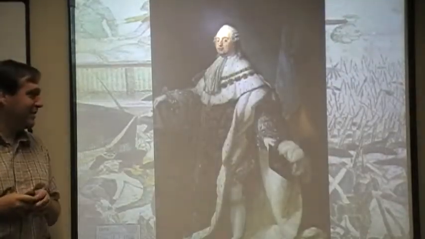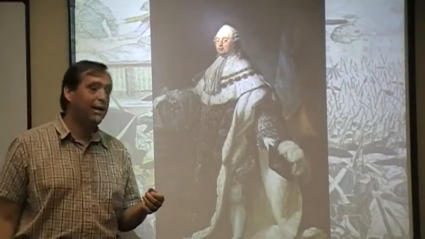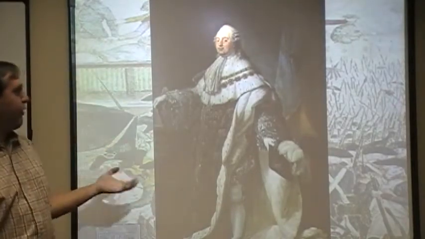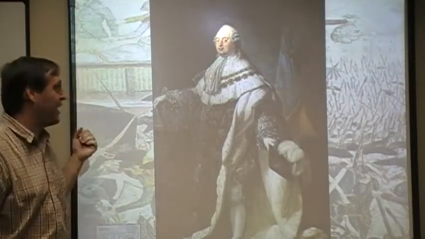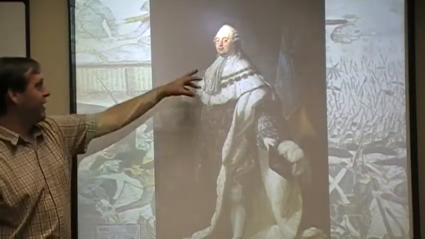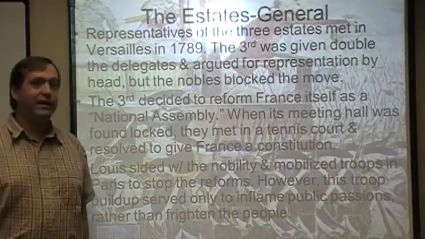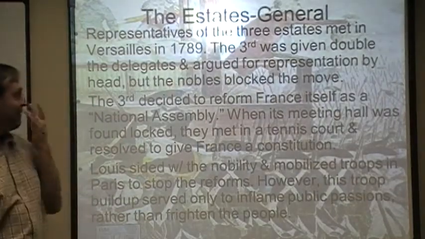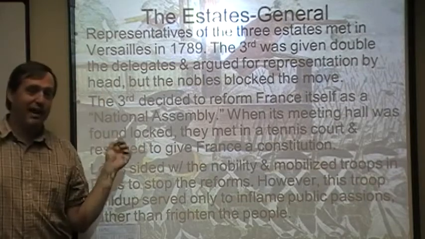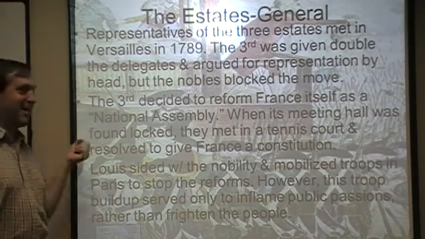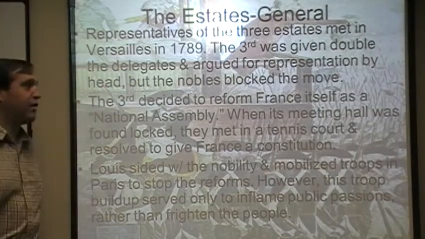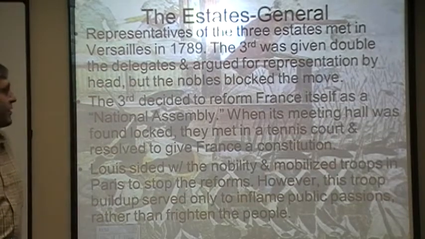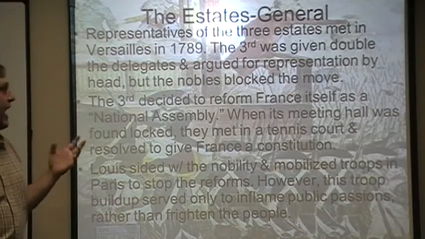What actually happens is something else. This is Louis XVI. You see the wealth, the splendor, really kind of the extravagance of the office of the King of France by this point. You'll also notice that his head at this point is still conveniently attached to his body. So, what is actually going to take place at the Estates General is not really what Louis wants at all. So, representatives of the three estates, they meet in Versailles in 1789.